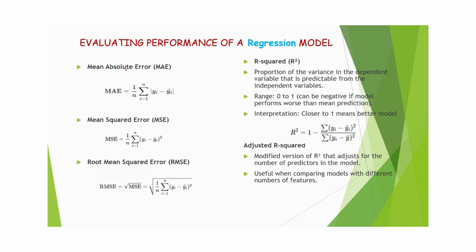R squared gives the proportion of the variance in the dependent variable that is predictable from the independent variables. R squared is equal to 1 minus the summation of (yi minus yi hat) whole square, that is the error squares, divided by the summation of (yi minus y bar) whole square. Here y bar is the mean value. Adjusted R squared is a modified version of R squared that adjusts for the number of predictors in the model. It is useful when comparing models with different numbers of features.